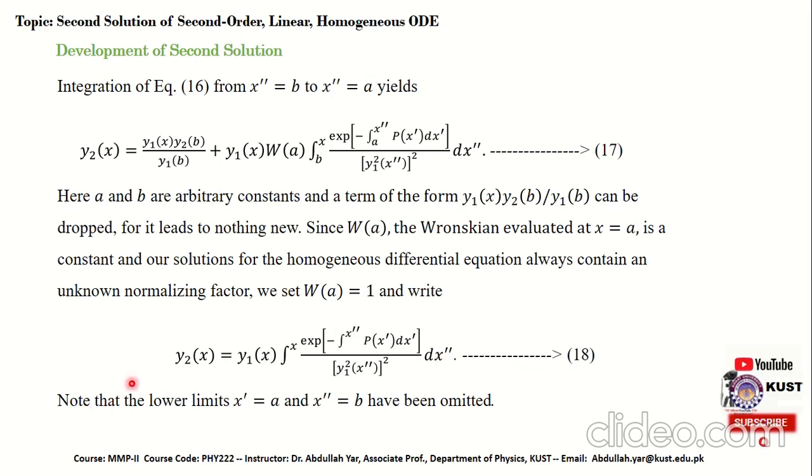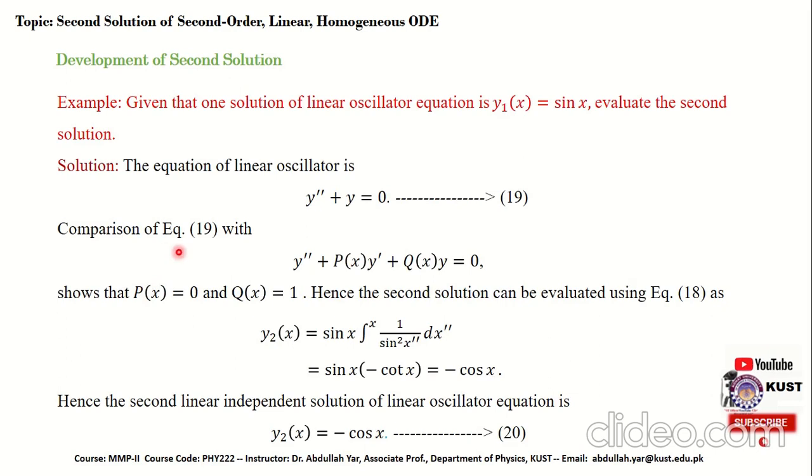In equation number 18, we have omitted the lower limits at x prime equal to a and x double prime equal to b. Now the expression in equation 18 is the expression for the second solution of a second order linear homogeneous ordinary differential equation. Now to better analyze the second solution, we need to solve one example. In this example, we are given that one solution of the linear harmonic oscillator equation is y1 of x equal to sine of x, and we need to evaluate the second solution.